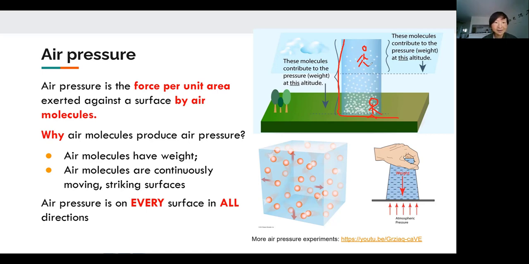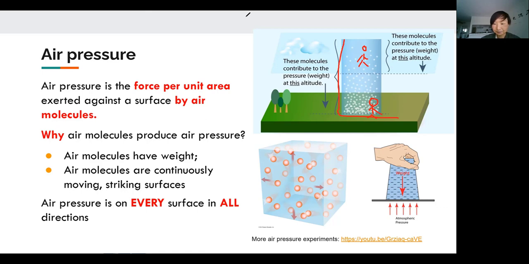Another very important thing is that air pressure is on every surface in all directions, not just pushing down, but also pushing on the roof, the wall and every surface. So watch the video in our study guide. You will see a very fun video about how heavy the air is. Believe it or not, if you walk into a gym, the weight of the air is like an elephant. It's a lot, right? But why does no one get crushed? Because your body also produces pressure pushing outside. It's balanced out.